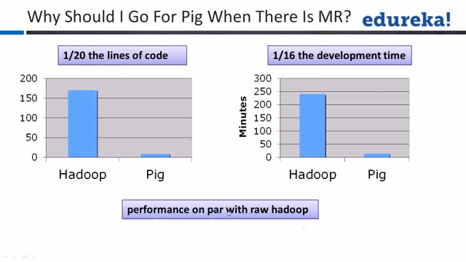Now, performance on par with raw Hadoop means that in most situations, Pig will perform as well as Hadoop or MapReduce. There will be cases where it will be slower, but as it keeps evolving, some of those things will also be solved. But then there are a lot of other things which are very difficult to do in MapReduce, which can be easily done in Pig. So we use Pig there. Okay, so this point is clear. Lesser lines of code, faster development time, and performance as good as Hadoop. So that makes a very good case for using Pig then.